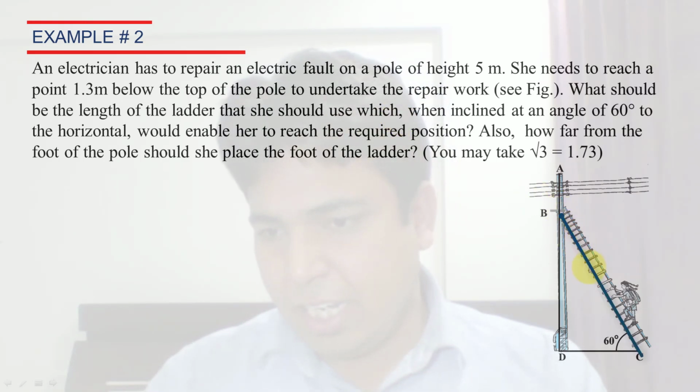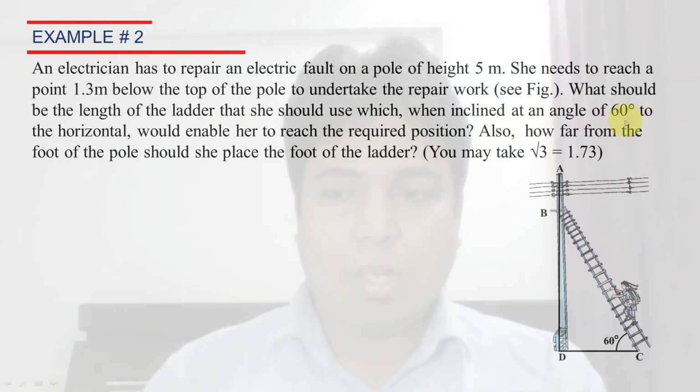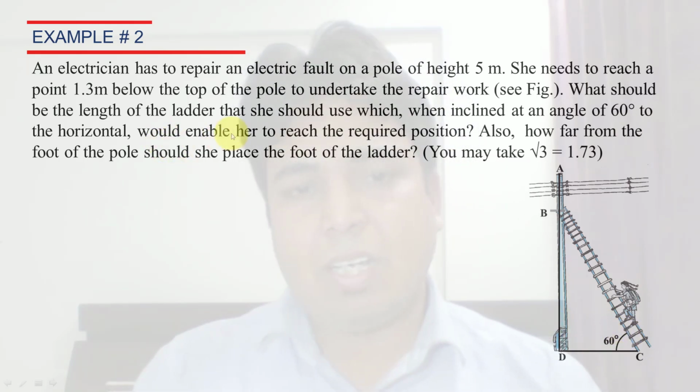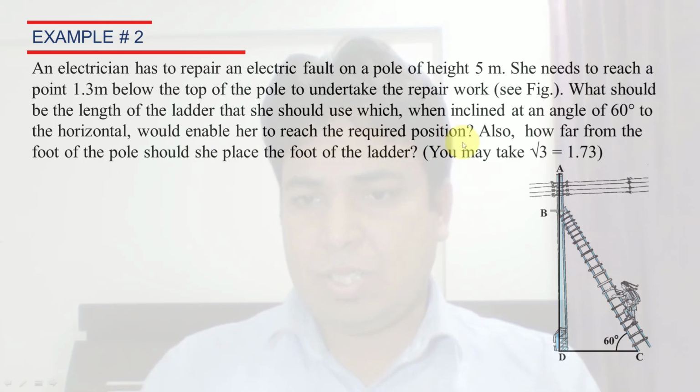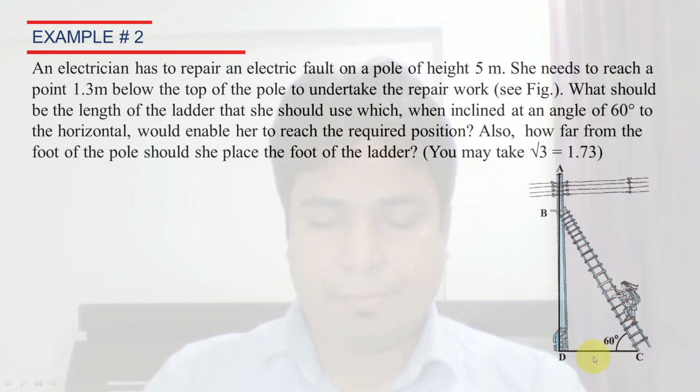We need to find the length of this ladder, which is inclined at angle 60 degree to the horizontal, and this angle is 60 degree to the horizontal, that would enable her to reach the required position. Also, how far from the foot of the pole should she place the foot of the ladder? We also need to find the distance of the foot of the ladder from the pole. So we need to calculate DC length as well.